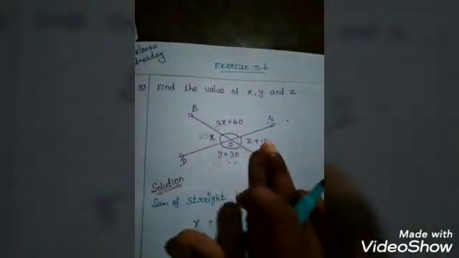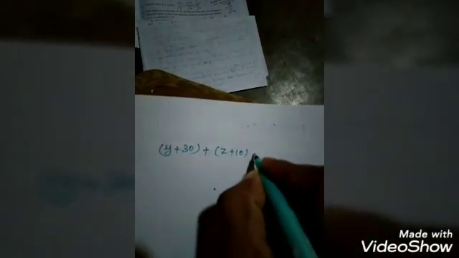Listen, y plus 30. Next one, z plus 10. Okay, this is a straight line. So y plus 30, z plus 10. Okay, y plus 30 plus z plus 10, this is a straight line. So equal to 180 degree. Okay, do you understand this?